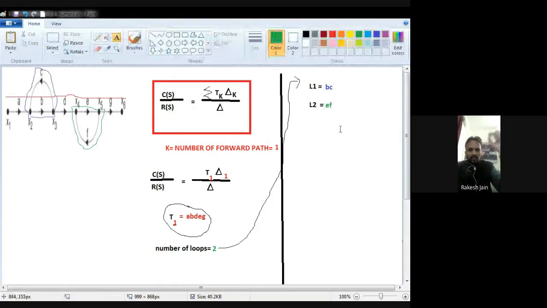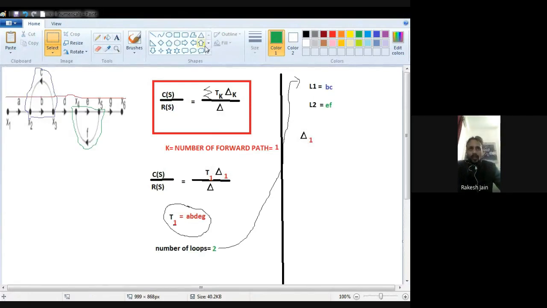I again repeat once. First of all, write down the formula, then find out the number of forward paths, K. Replace the formula, CS upon RS will be replaced. Then find out the forward path gains, T1, T2, T3 depending on the question. Then find out the number of loops and the loop gains. Now, how to find del 1, del 2, del 3? Here only del 1 is present. So first of all, you should know the meaning of del 1. Del 1 means the loops which do not touch the first forward path.